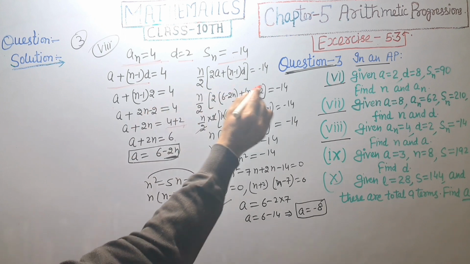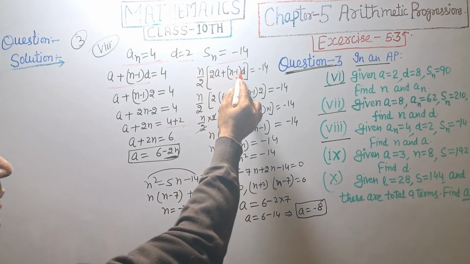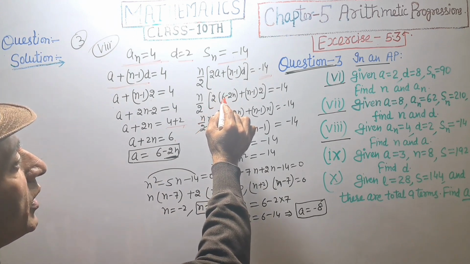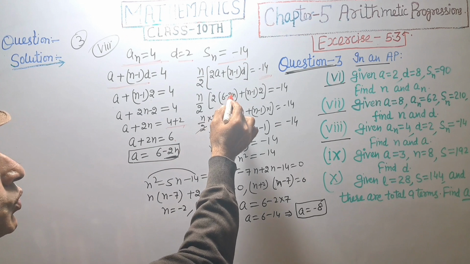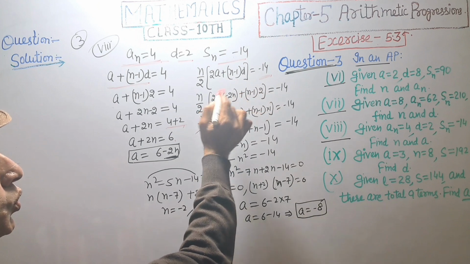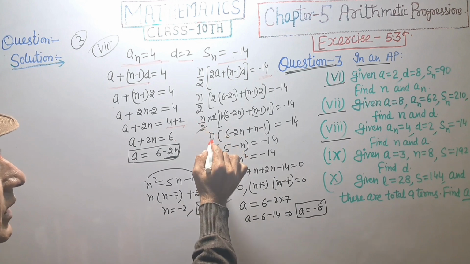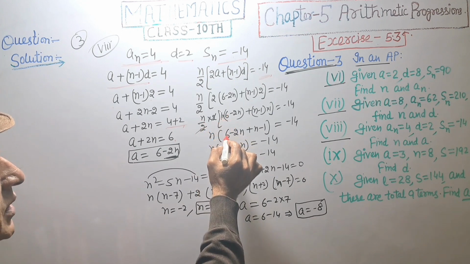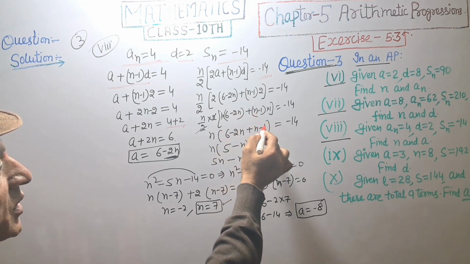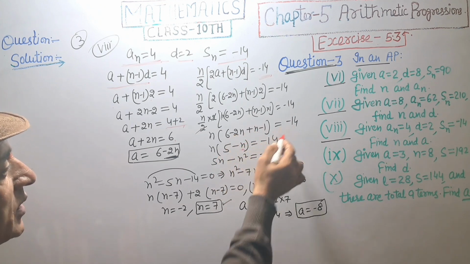A is equal to 6 minus 2n. And Sn is n by 2 into 2a plus n minus 1 into d, equal to minus 14. So n by 2, 2 into a, where a is 6 minus 2n, plus n minus 1 into d, which is 2. Taking 2 common on both sides, 2 divides 2 and cancels, so n times 6 minus 2n plus n minus 1. 6 minus 1 is equal to 5 and 2n minus n is equal to minus n.